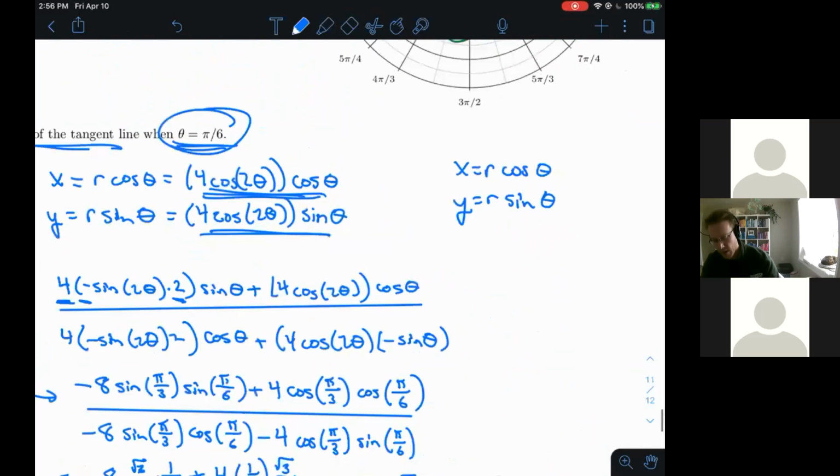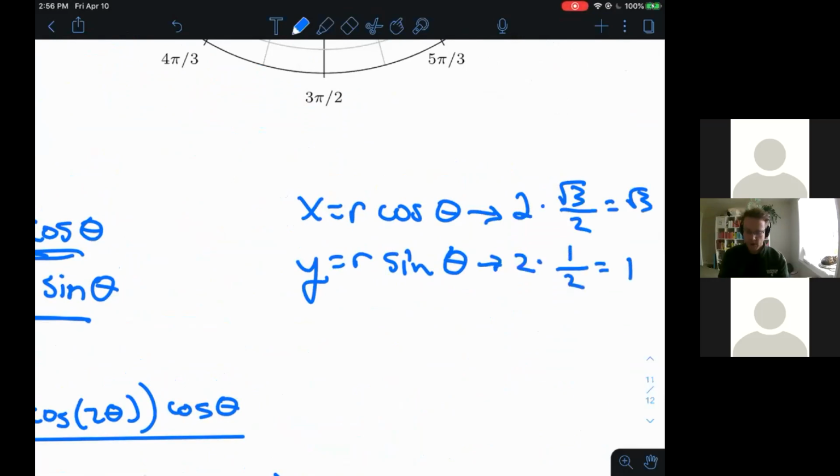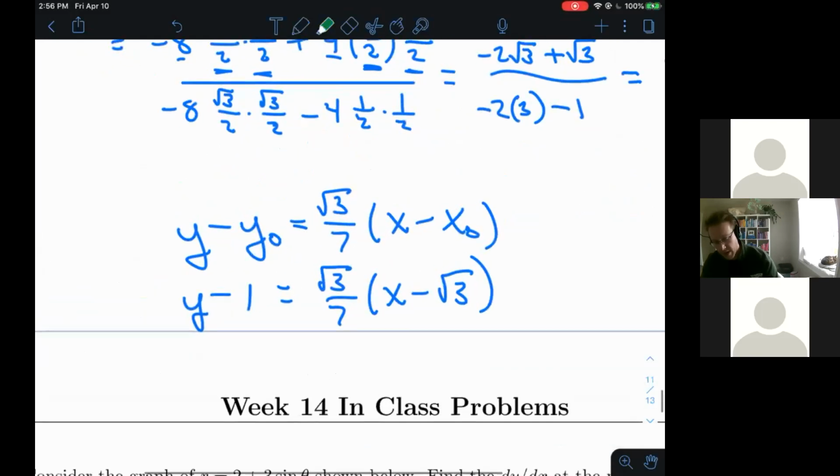So if I plug in r equals 2 and theta equals pi/6, this becomes 2, and cosine of pi/6 is going to be √3/2. So that's going to be just equal to √3. And again, r equals 2, sine of pi/6 is going to be 1/2. So this is going to be 1. So I'm going to have y minus 1, the corresponding y point at this theta value, equals m, √3/7, times x minus the corresponding x point, which is going to be √3. And so this right here would be maybe my final answer.